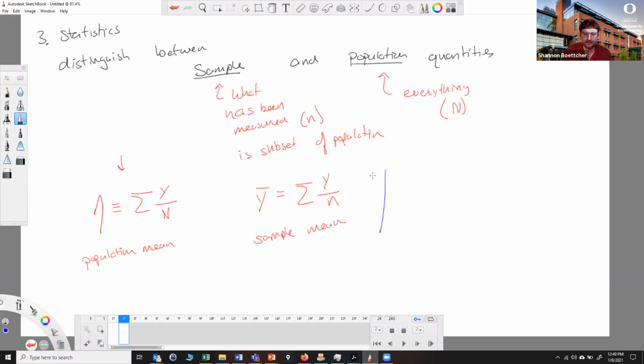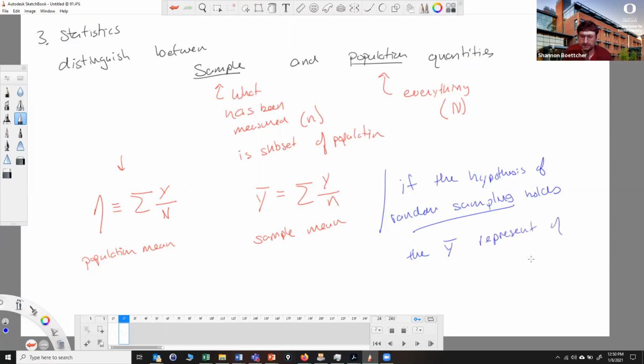One way to say this is if the hypothesis of random sampling holds, so there's no bias, right? There's no bias in who I'm sampling. It's like doing a poll, right? To see who's going to win the election. You need a random poll. And how do you make sure you have a random poll, a representative group, right? So, but if the hypothesis of random sampling holds, then y bar represents eta.